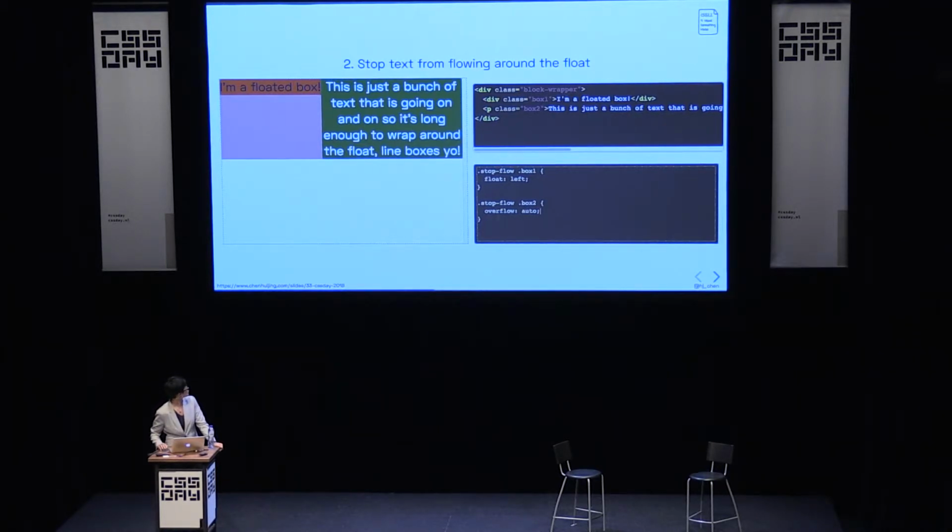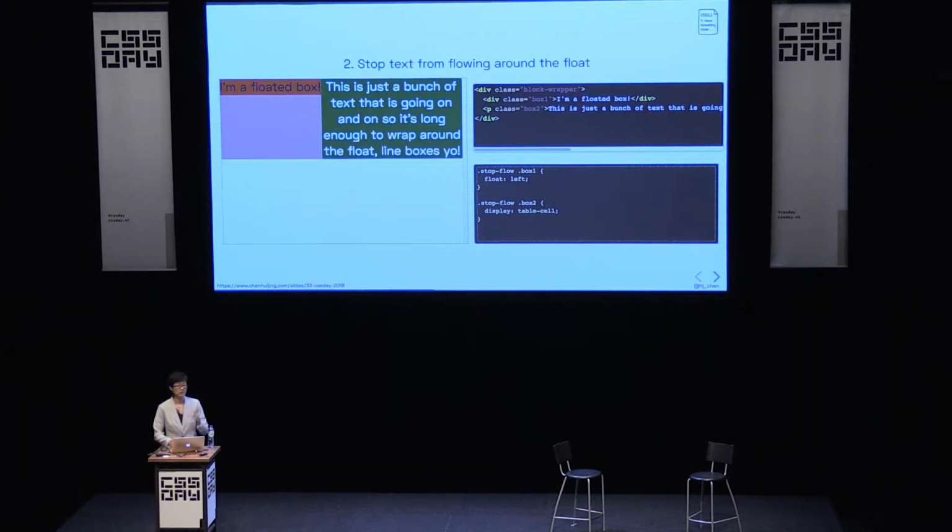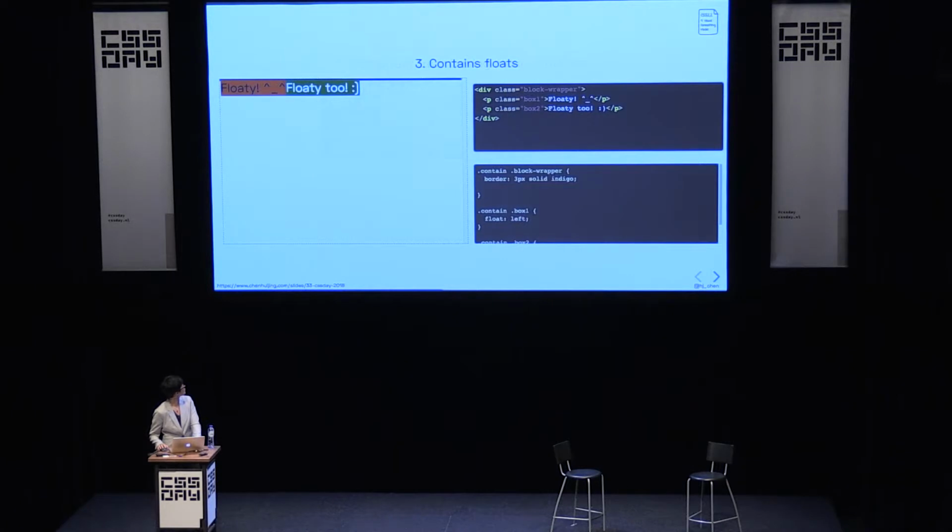And it's probably not the most semantic thing you could do in your life, but if you set this to display table cell, it works as well. Because it generates a new BFC, just to prove a point. And we've essentially made the float and the text belong to separate formatting contexts. So their contents are contained within their own environment, so to speak.